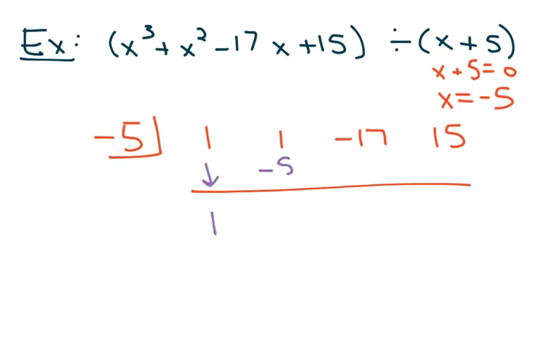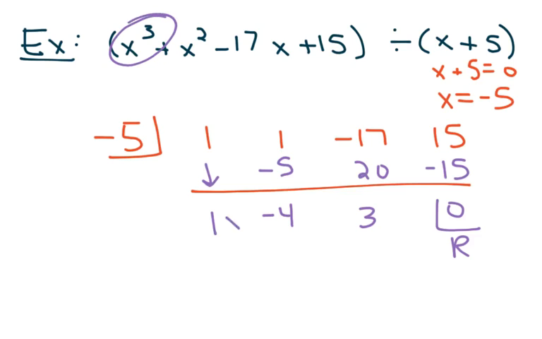So the first term comes down. Then you multiply to get the next number, you add going down. You multiply to get the next number, you add going down. You multiply to get the next number, you add going down. The last number is the remainder. But I want you to notice that this time the remainder was 0. The quotient is going to be 1 power less than the dividend, and since the dividend started with x cubed, this will be 1x squared minus 4x plus 3.